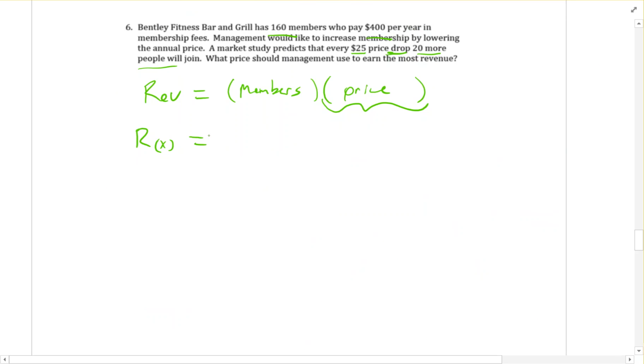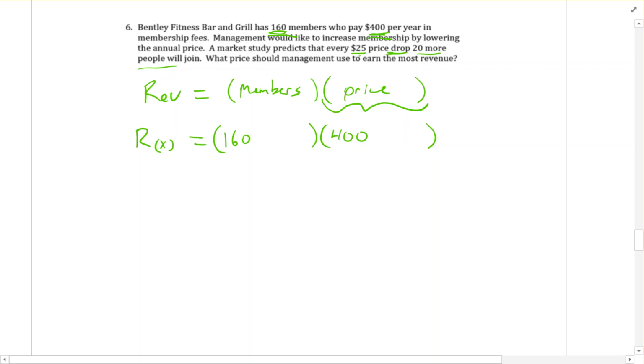Now, the original members, it says, was 160. So I'm just going to write down 160. I'm just going to do that for now. This just makes most sense for me. So 160. The price part was originally 400, so I'm going to put 400 in here for my price.